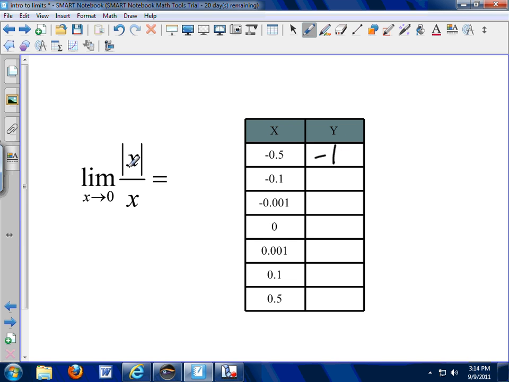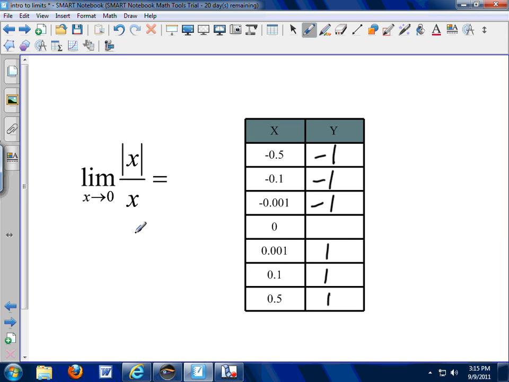Slow it down if you need to. Take the negative 0.1 absolute value on the top, the regular on the bottom, I get negative 1. Same thing here, negative 1. Go in the other direction. 0.5, absolute value divided by 0.5, that's 1. That's going to be 1. That's going to be 1.